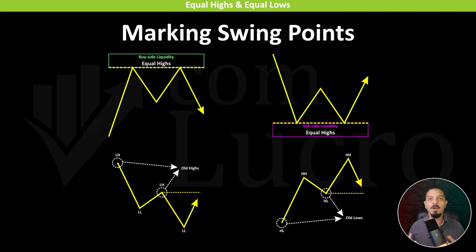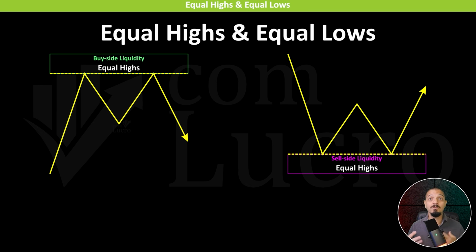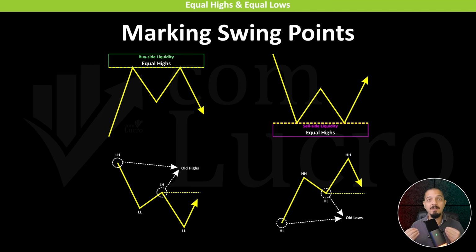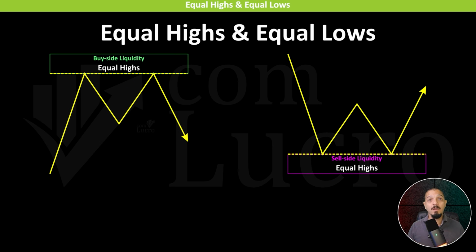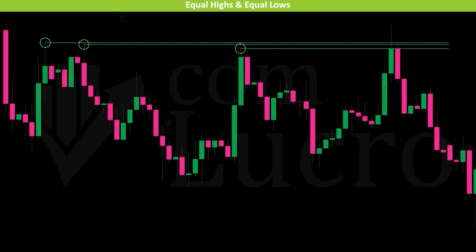So, what are equal highs, equal lows, and old highs and lows, and why do they matter? When we start marking swing points on real price charts, one important pattern quickly becomes clear. Some swing highs and swing lows tend to form close to each other, while others stand out on their own. This distinction allows us to classify highs and lows into two main categories. Equal highs and equal lows are formed when multiple swing points appear at roughly the same price area. To identify equal highs, we look for two or more swing highs that cluster near the same level. In this chart, 3 swing highs form in the same area, creating a clear example of equal highs.